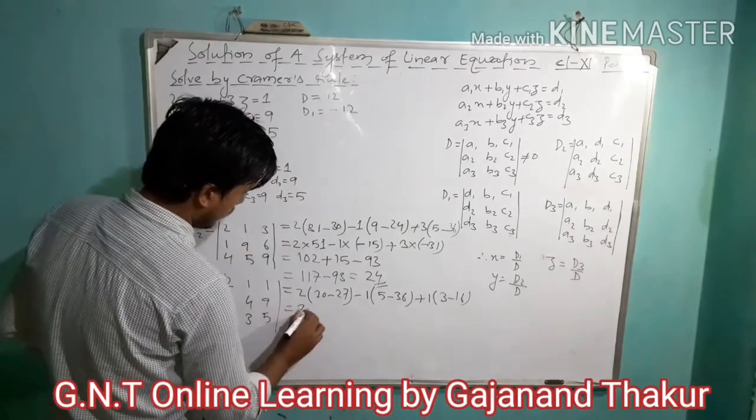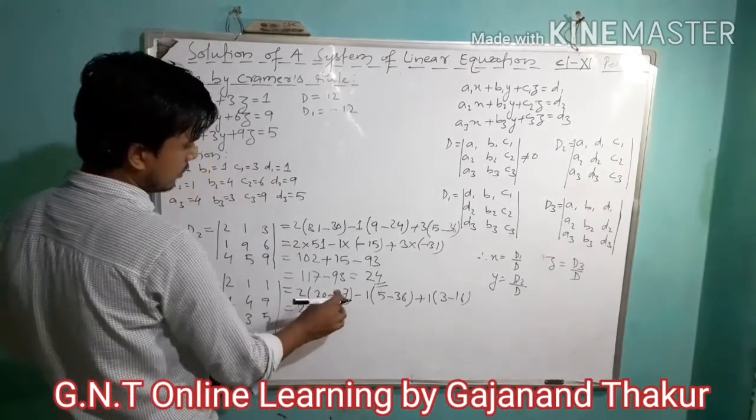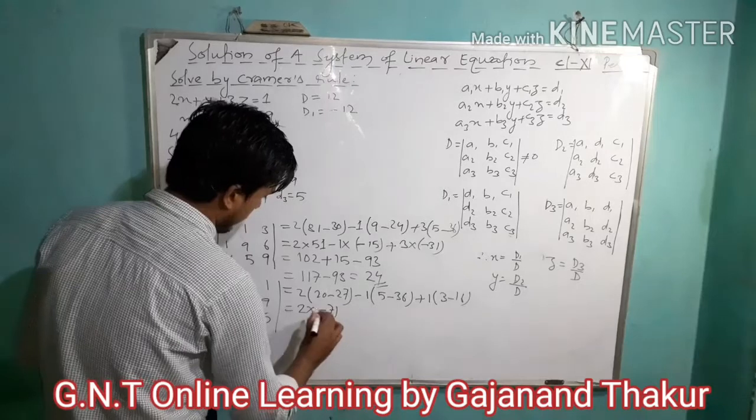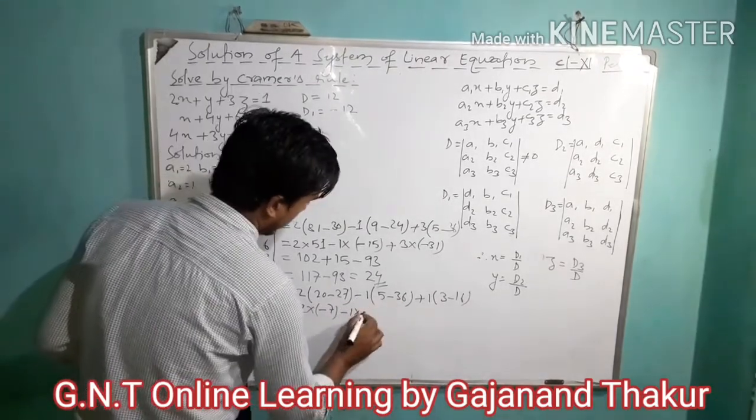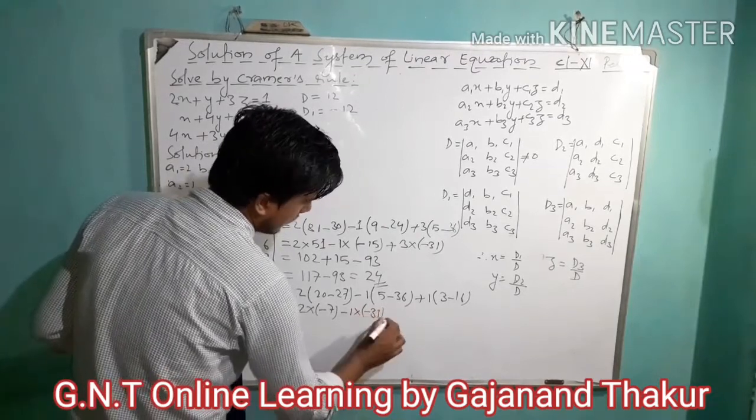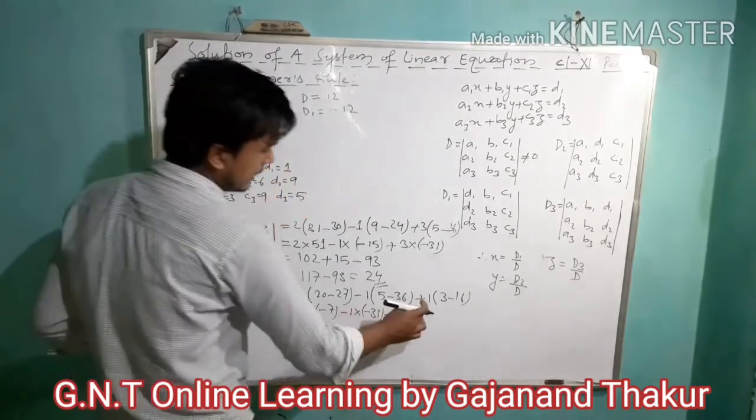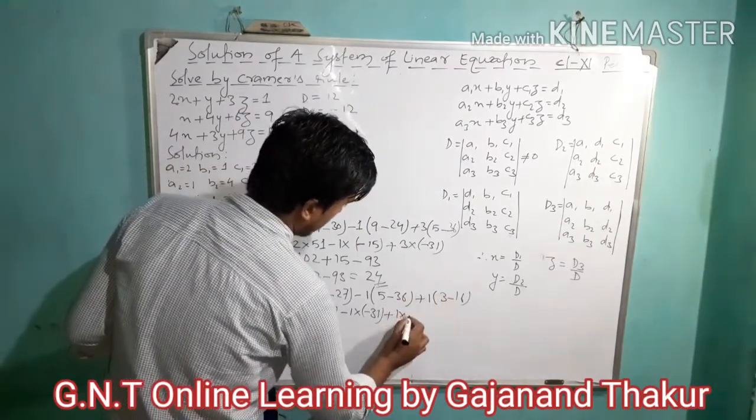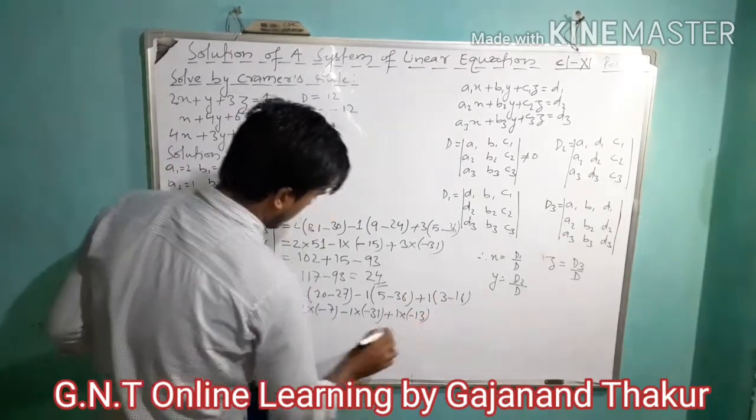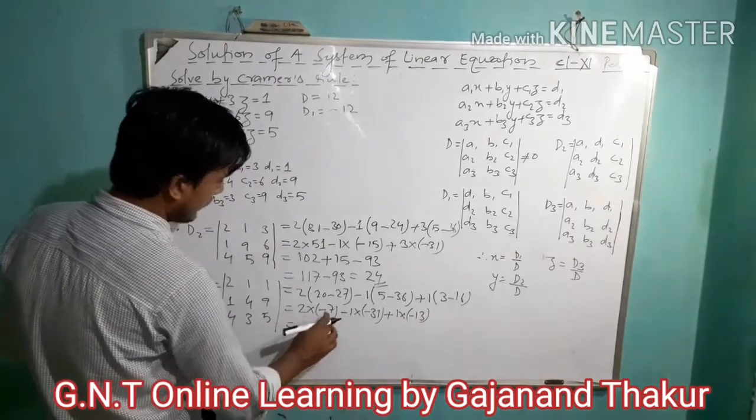Now what we have here? 2 into 20 minus 27. So we'll get here minus 7, right? Minus 1 into 5 minus 36. So we'll get here minus 31. Plus, then what we have got here? 1 into 3 minus 16. So we'll get here minus 13. Okay. Now 2 7s are 14.